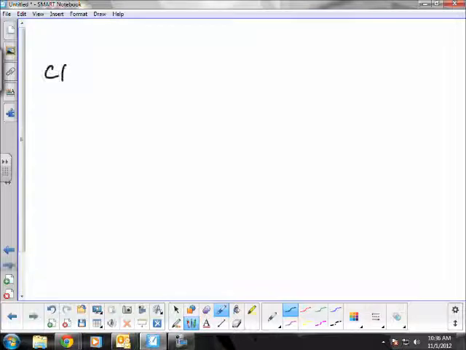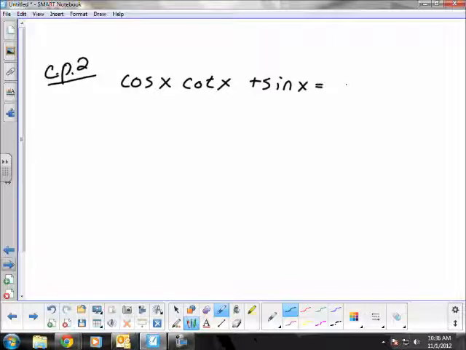Next example, checkpoint 2. We're going to verify this identity that the cosine of x times the cotangent of x plus the sine of x is equal to the cosecant of x. So what's your guess on which one I'm going to work on? The long one, right? The left.